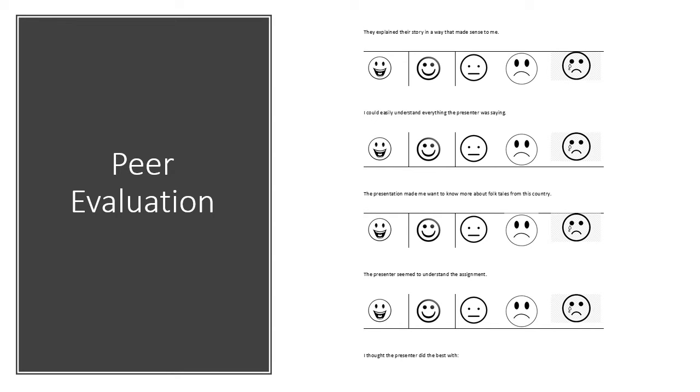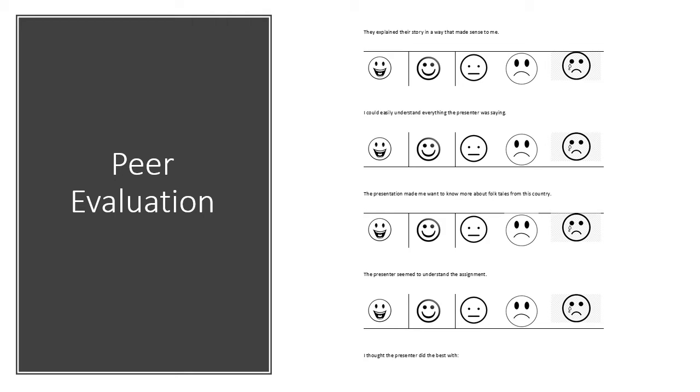The peer evaluations and the self-evaluations would primarily use a 1 to 5 scale, with 1 being I totally agree with the statement and 5 being I totally disagree with the statement. For the sake of clarity for the students, smiley faces are being used in lieu of actual numbers. There would be a chance at the end for students to add their own comments on things like what I thought the presenter did best with, or what the presenter needs to improve on.